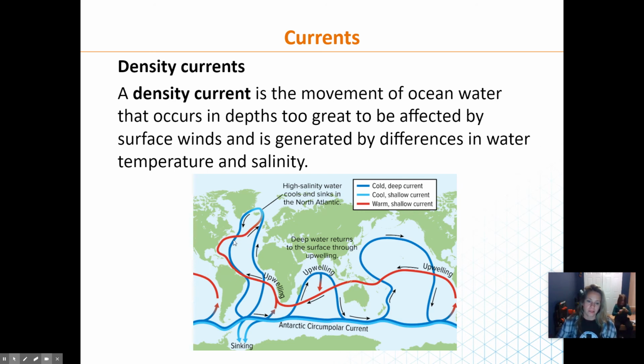So we've got these density currents that are driven by temperature, and then they're also driven by salt. So they're driven by two different things. This could take thousands of years, but water can travel throughout all of the ocean basins. It's all connected.